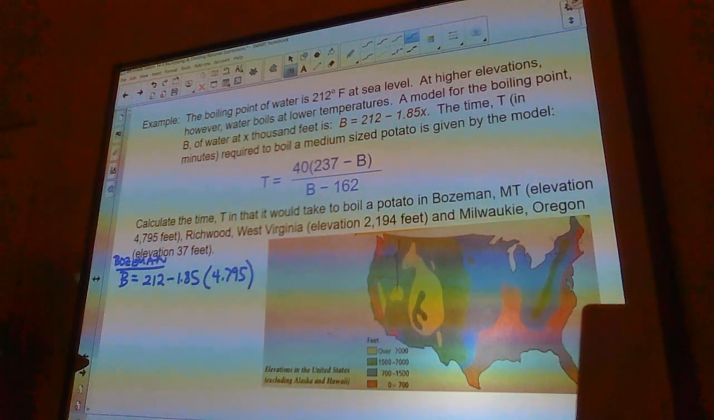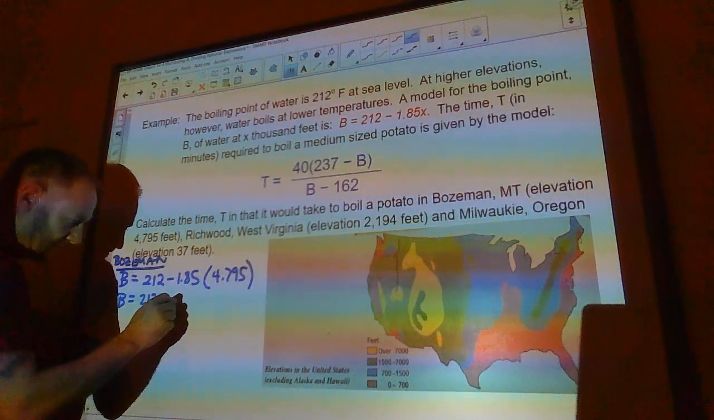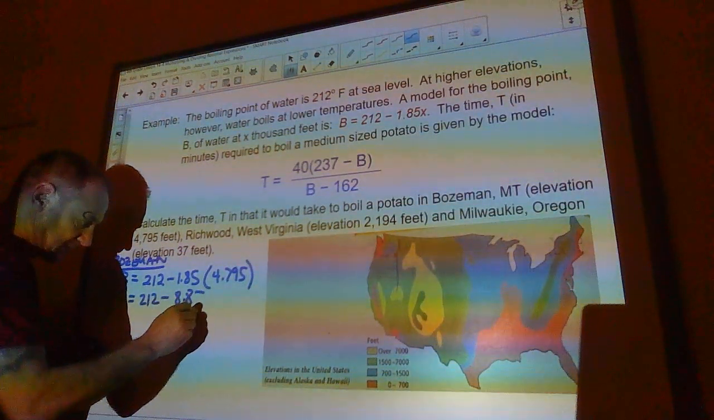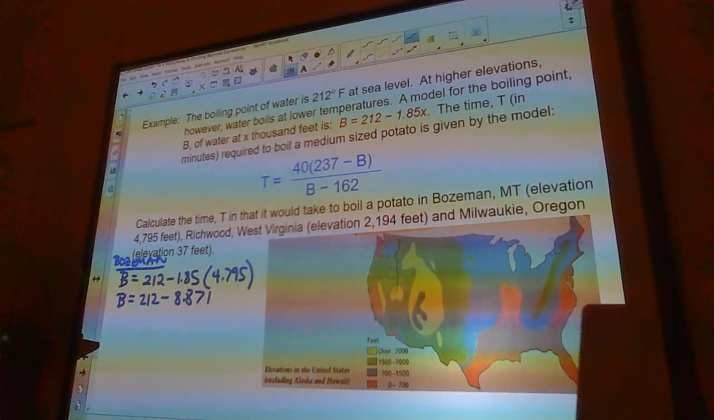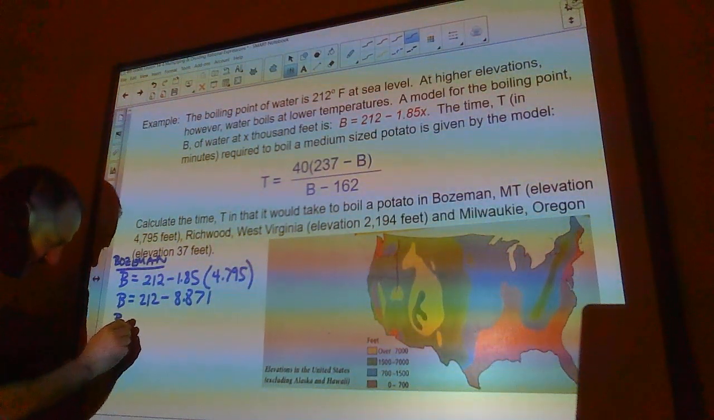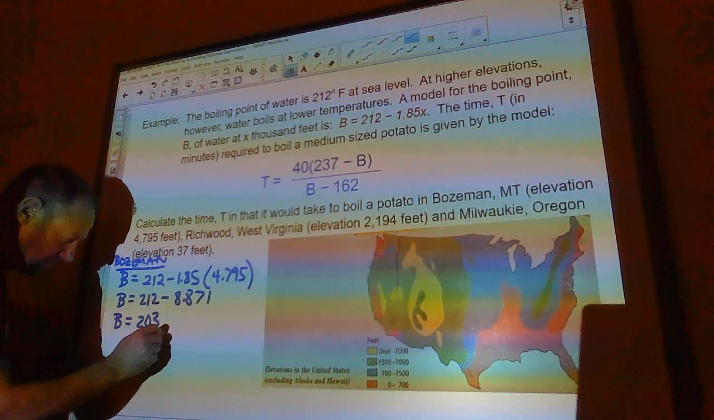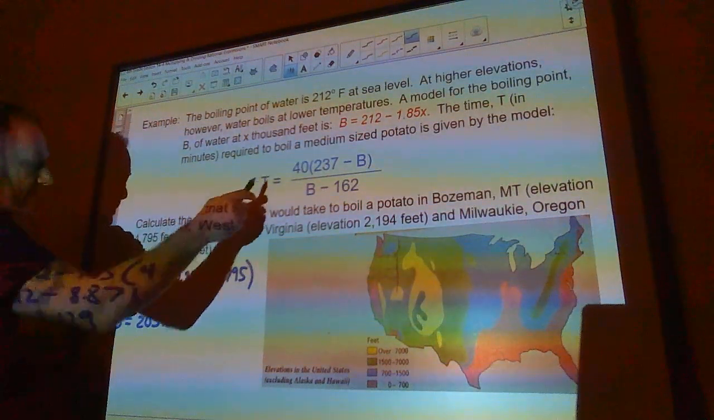So 1.85 times 4.795. This is going to be 212 minus 8.87. We'll just round it to there. Well, I guess we could take it to 1. And then 212 minus 8.871 is going to be 203.129. Okay. Now, we're going to go ahead and plug that in here.